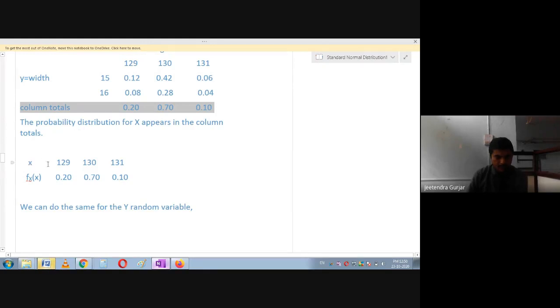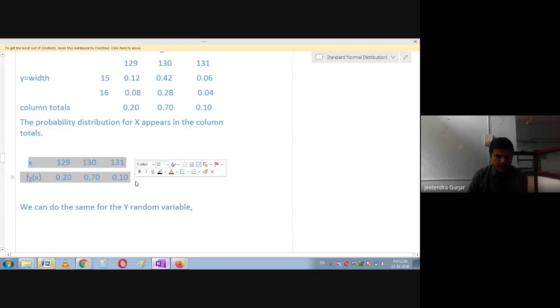Therefore, we take the function like this. You can see we get the marginal distribution when X, that is the length, is 129 mm: we are going to get the marginal distribution 0.2. For 130, it is 0.7. For 131, we are going to get 0.1. Please remember this. Similarly, we'll continue.